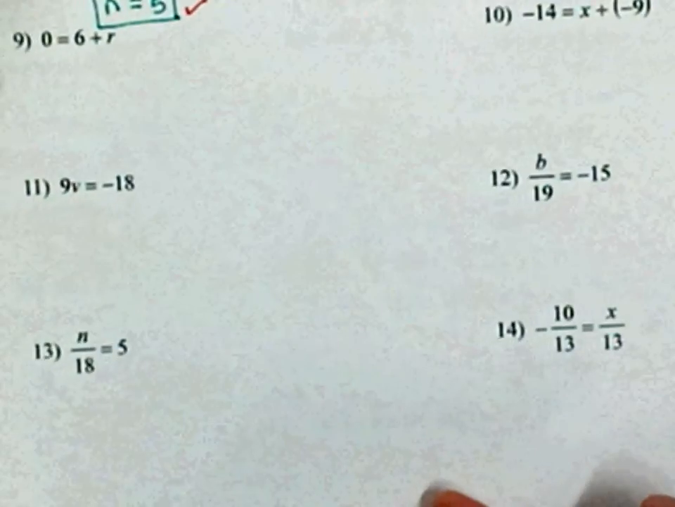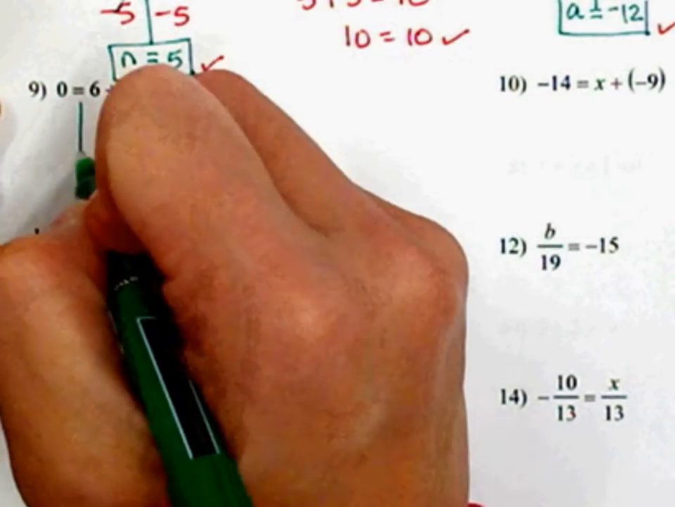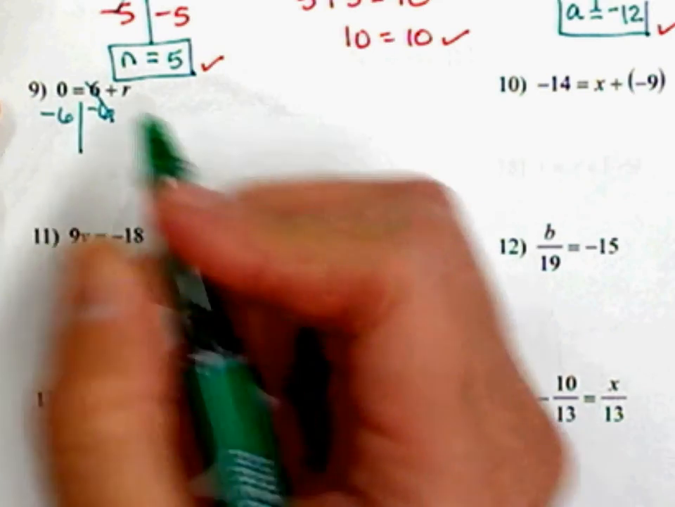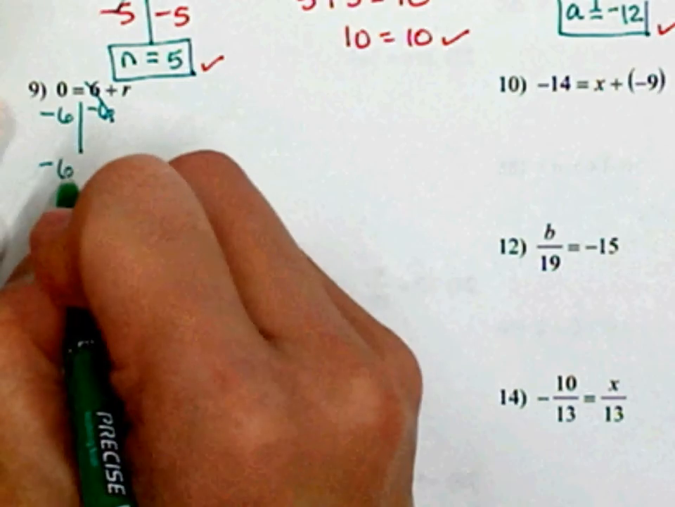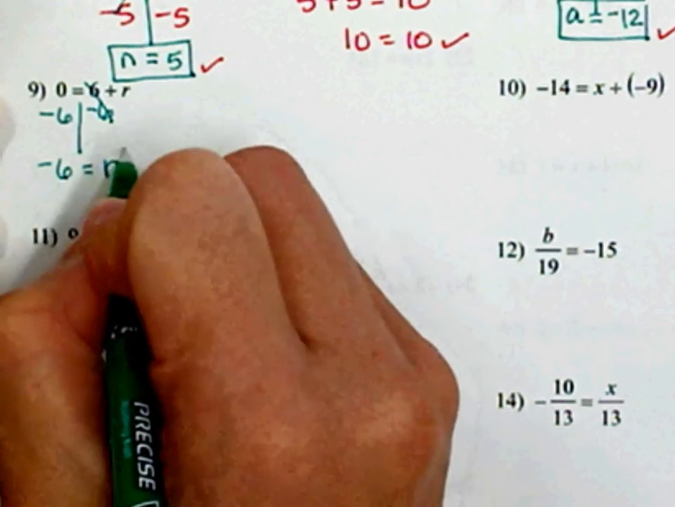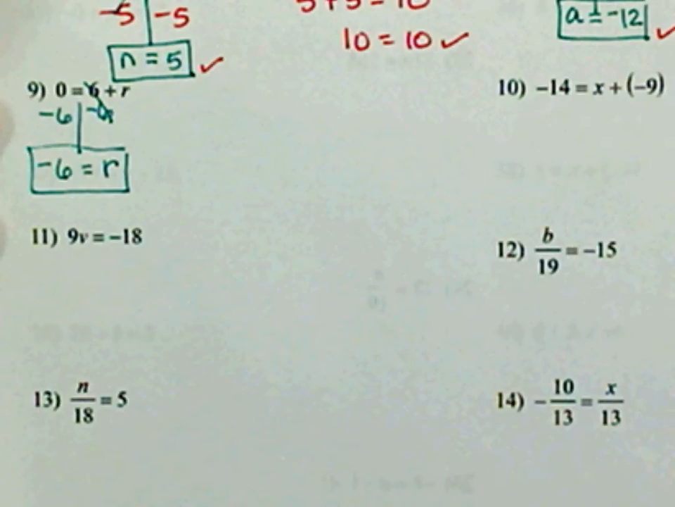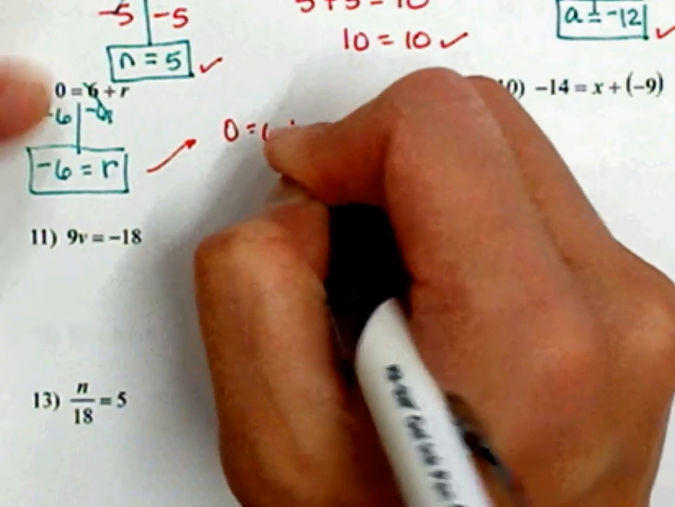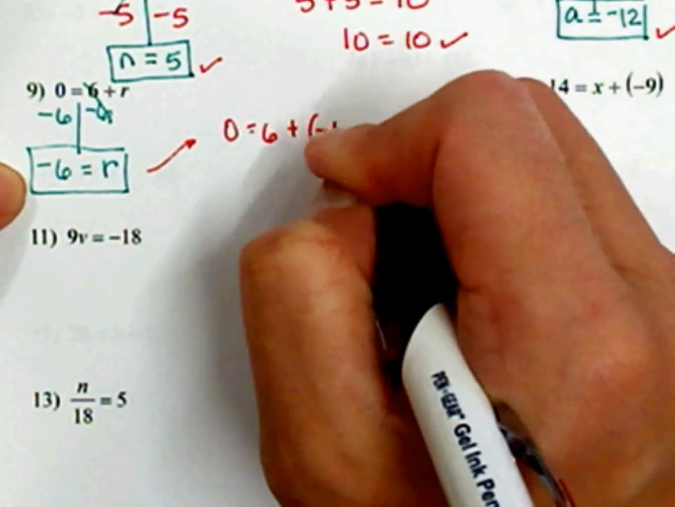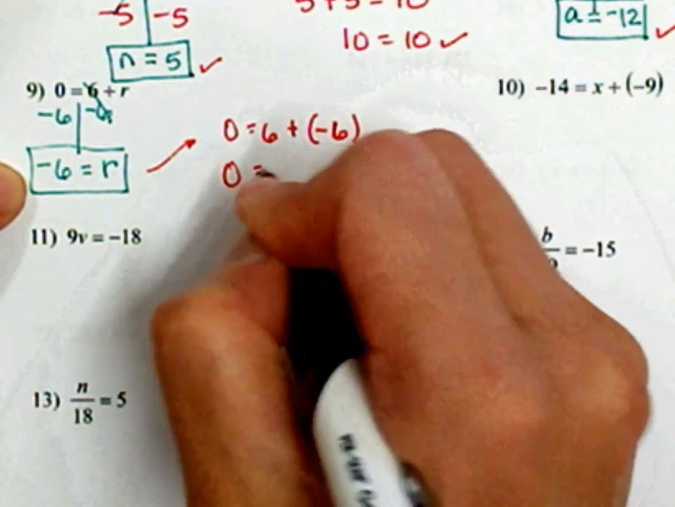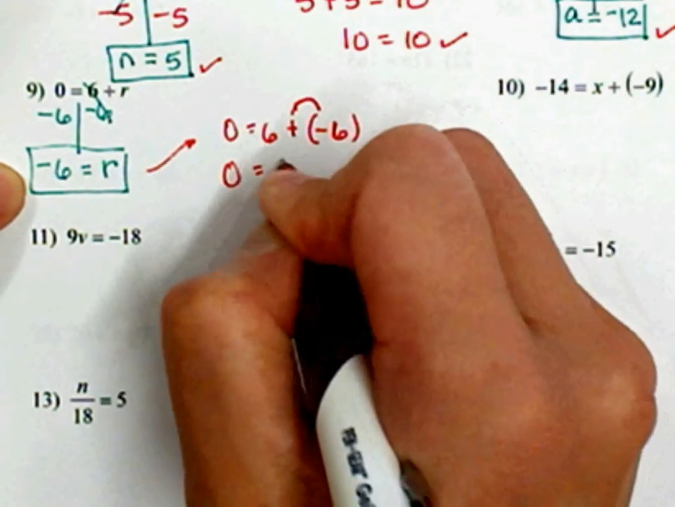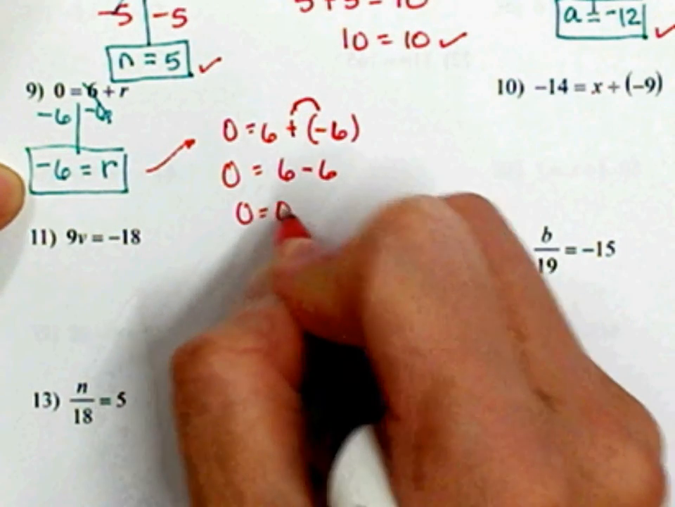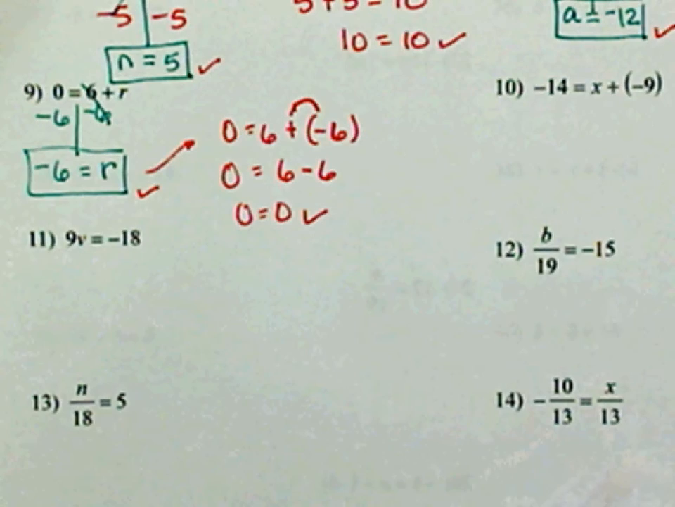Number 9. Look at number 9. Solving for r. 6 plus r, so you're going to subtract r on both sides. Cancel. 0 minus 6 is negative 6. Leaves you r. Check your answers. 0 equals 6 plus r. What is r? Negative 6. Anytime you have those two, plus and a minus, just write it as negative 6. 0 minus 6 is 0. That checks. Okay?